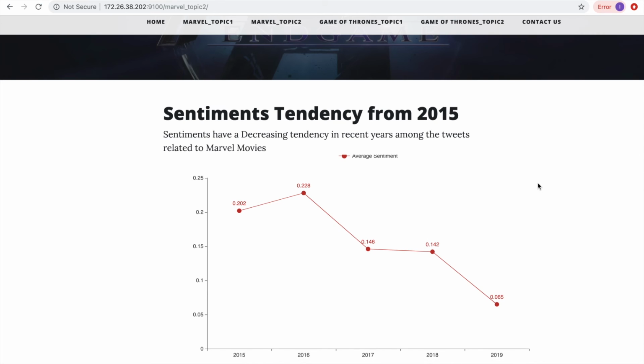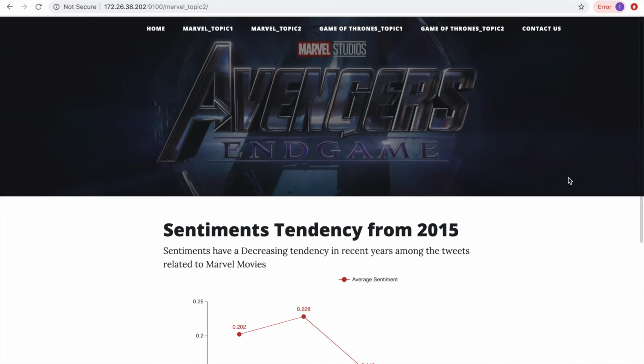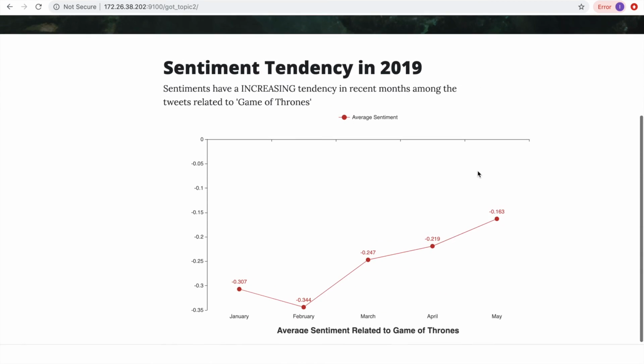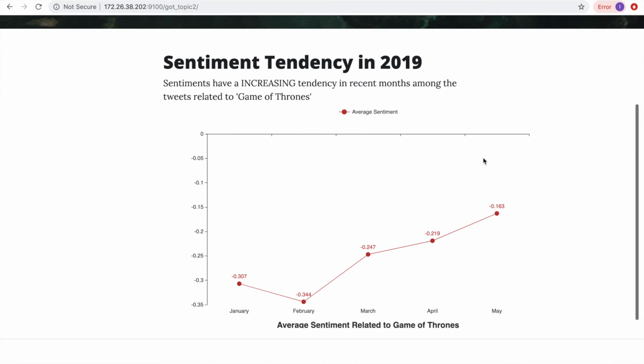Now let's see the second topic of the Game of Thrones. We want to know the trend of the impact of the Game of Thrones series and see whether we could find similar orderliness. As shown in the figure, the impact of Game of Thrones on people's emotion is negative all the time, which is different from that of Marvel movies. However, the value is approaching zero, which means that the impact of the Game of Thrones series on people's emotion is decreasing. Therefore, we could assume that people are becoming indifferent about them.